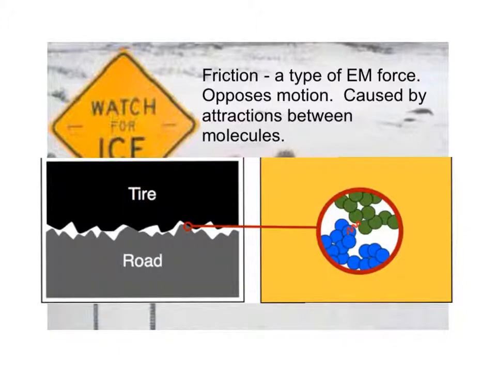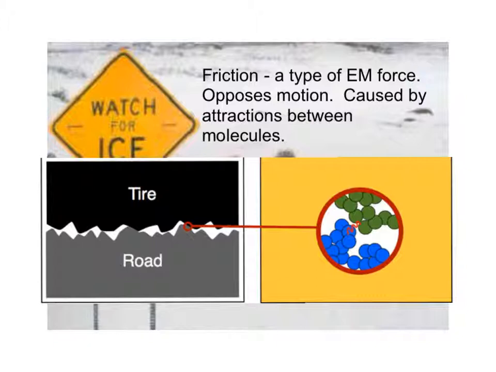Here's a microscopic picture of what's happening when 2 surfaces have friction with one another. You can see I'm using the example of the tire of a car running up against the surface of the road. At the microscopic level, if you could get in there with a microscope, you'd see that the tire and the road both have these uneven, rough surfaces. They might look totally flat to you, but actually there's a lot of nooks and crannies, and you can see that on the left-hand side.